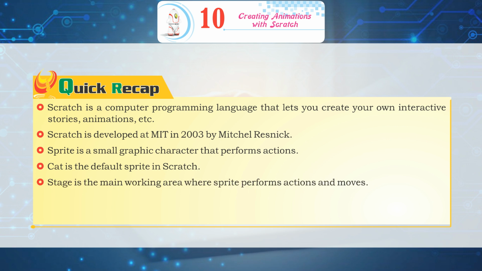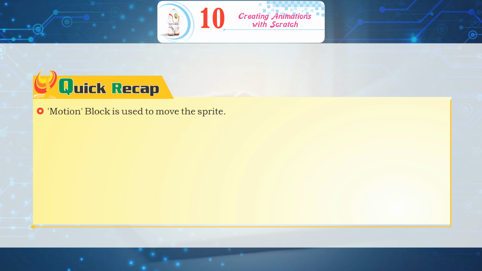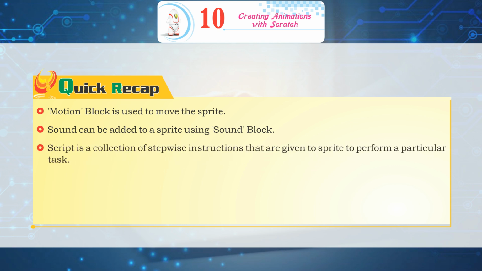Stage is the main working area where sprite performs actions and moves. Block palette contains various types of blocks to give instructions to a sprite. The place where we create a script for a sprite is called script area. Motion block is used to move the sprite. Sound can be added to a sprite using sound block. Script is a collection of stepwise instructions that are given to Sprite to perform a particular task.